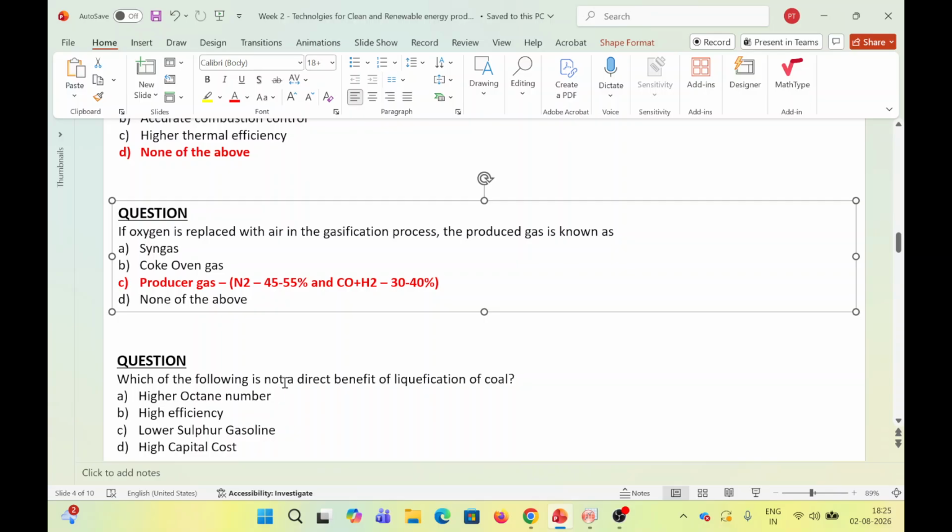Which of the following is not a direct benefit of liquefaction of coal? I think this is also a direct one. Not a benefit. The first option is higher octane number. Option B is high efficiency. Option C is low sulfur gasoline, and option D is high capital cost.